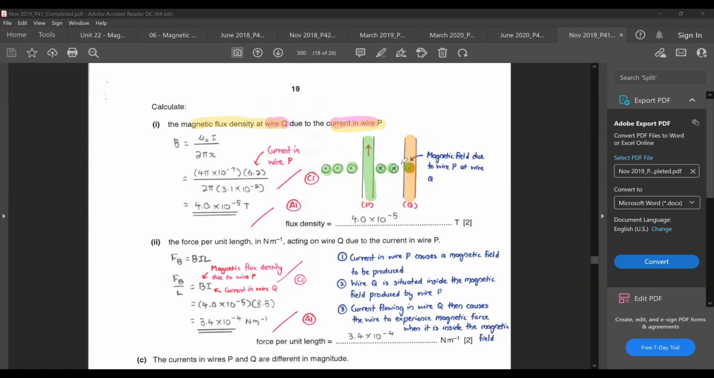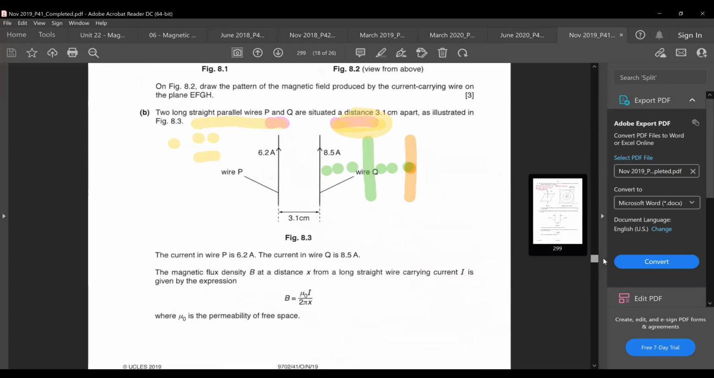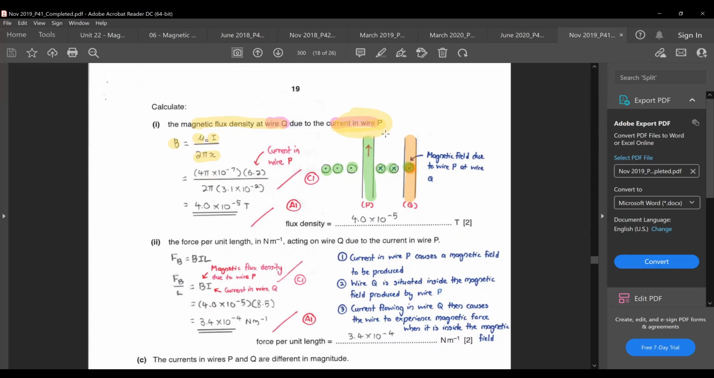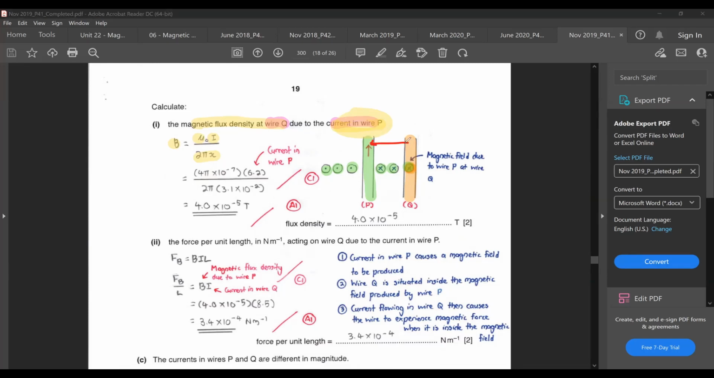So what you're trying to calculate here is actually the flux density of wire P itself. So you can use B is mu naught I over 2 pi x. Your x is actually 3.1 times 10 power minus 2, 3.1 centimeter. The question actually already did give you that. You look at this one, they tell you that the wires are situated 3.1 centimeters apart over here. So you know that this distance here is going to be 3.1 centimeter. Right, so just calculate out and you're going to get the answer. Okay, so this is one part.